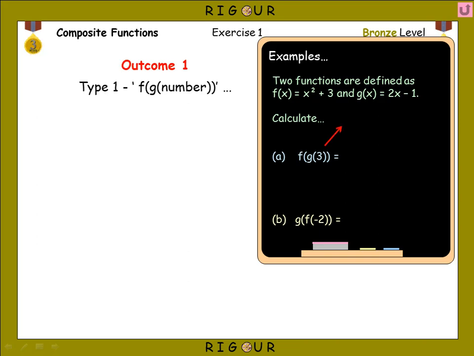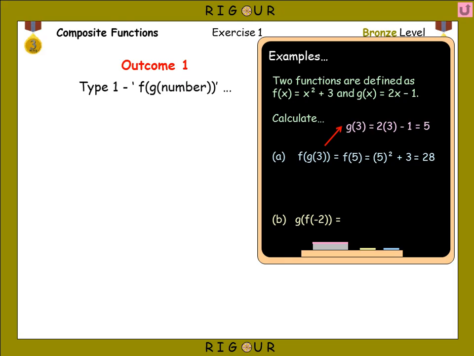So first of all what we do is we find the value of g of 3, which is actually a National 5 skill. And we calculate that by subbing 3 into the g of x formula. So it would be 2 times 3 take away 1, which gives us an answer of 5. And now that we know that g of 3 is 5, that means we actually essentially calculate f of 5, and that's where we put the number 5 into the f formula. So it's going to be 5 squared plus 3, which gives us a final answer of 28.